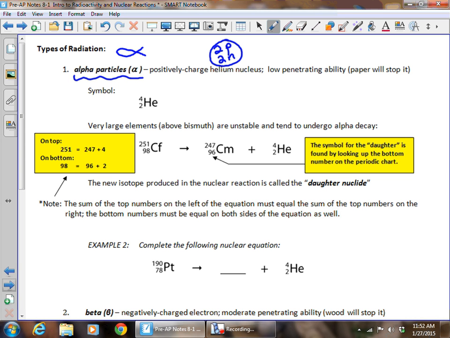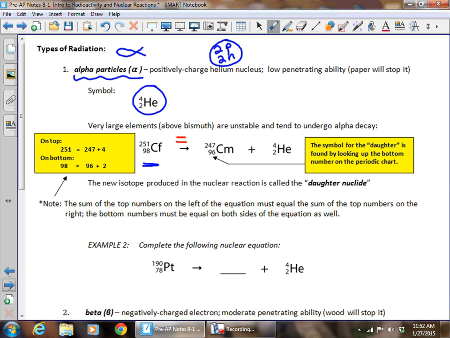It's quite big. It's like the 18-wheeler of the radioactive world. So it's not going to be able to get through a lot of materials. Even paper or skin will stop it. This is the symbol, 4/2 He. And how would we represent this in an equation? Very large elements, and we're going to use californium for this one, very large elements above bismuth are unstable and tend to undergo alpha decay when they're that big. So look at what this does. And you can see it written out in the yellow portions here.